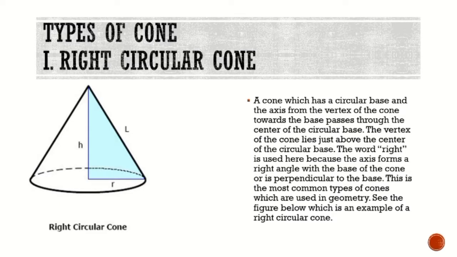Types of cone. We have the right circular cone, a cone which has a circular base and the axis from the vertex of the cone towards the base passes through the center of the circular base. The vertex of the cone lies just above the center of the circular base. The word right is used here because the axis forms a right angle with the base of the cone, or is perpendicular to the base. This is the most common type of cone used in geometry. See the figure below, which is an example of a right circular cone.